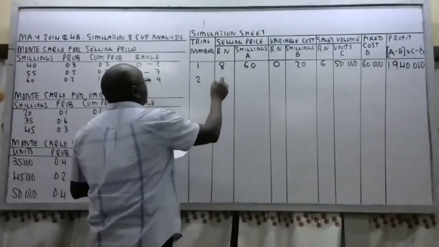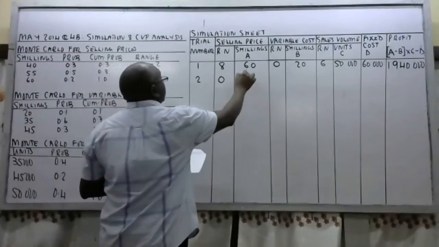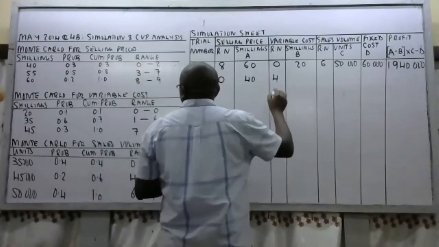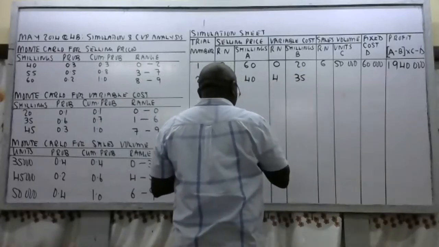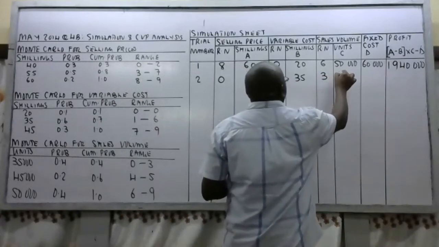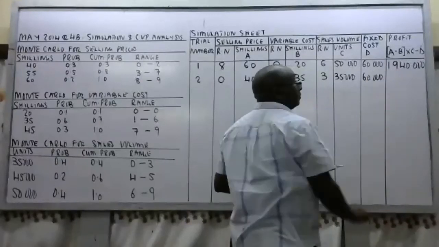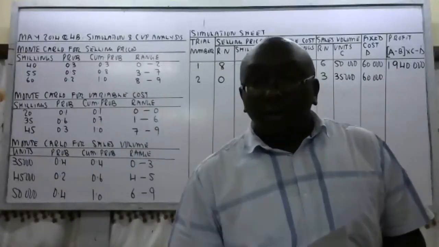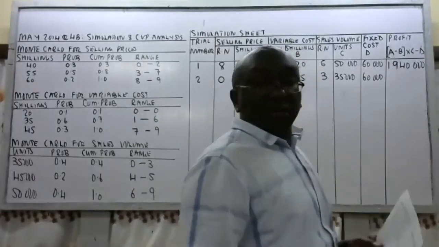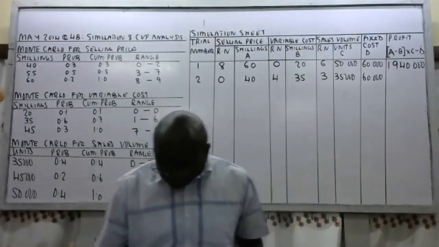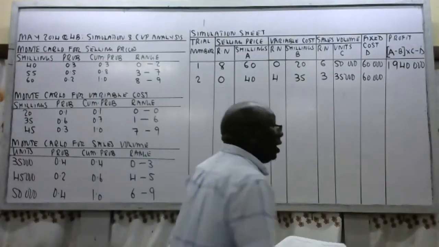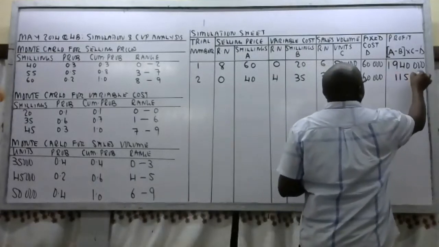Number 2, we have 0. 0, ukikuja hapa, it has 40. That 0 is followed by 4. 4, ukikuja hapa, iko kwa 35. That 4 is followed by 3. 3, ukikuja hapa, iko na 35,000. And this is 60,000. $115,000 profit according to June. These are the numbers I need to mark them well. 115,000.